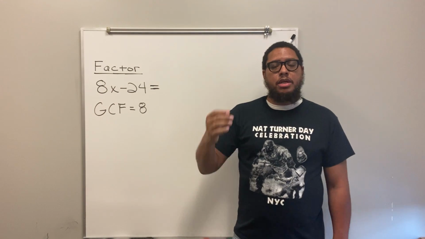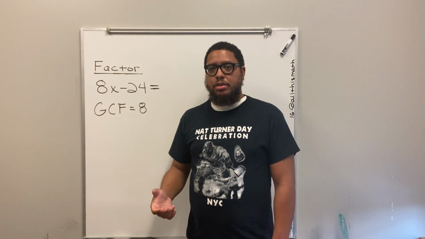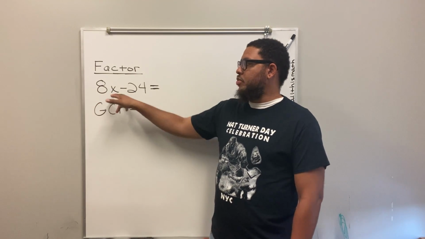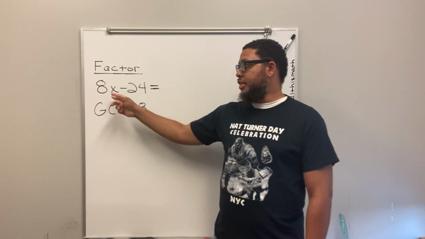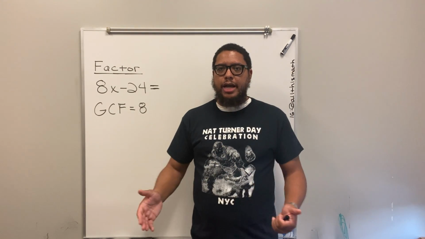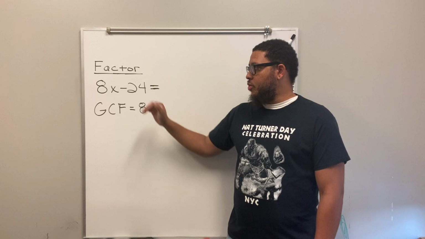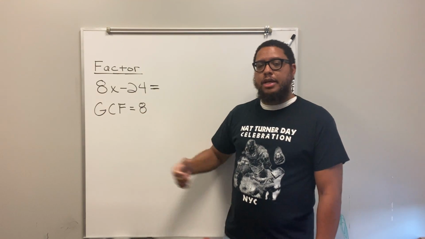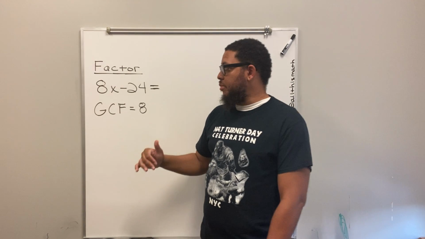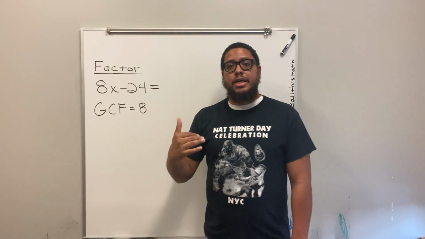Now, sometimes variables will have common factors, but not in this case because these two terms do not have x in common. Only the 8x has an x. The 24 doesn't have an x. So x is not common. But 8 and 24 share the 8 in common. That's what they have in common. So that's the greatest common factor. The greatest common factor of 8 and 24 is 8.